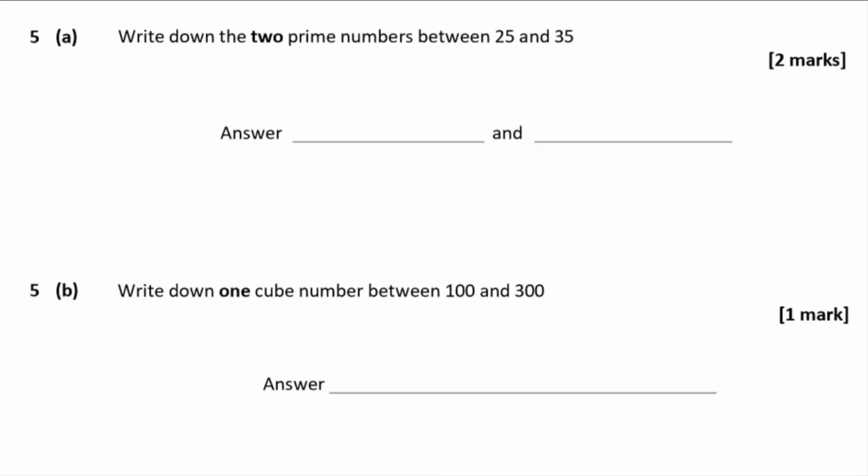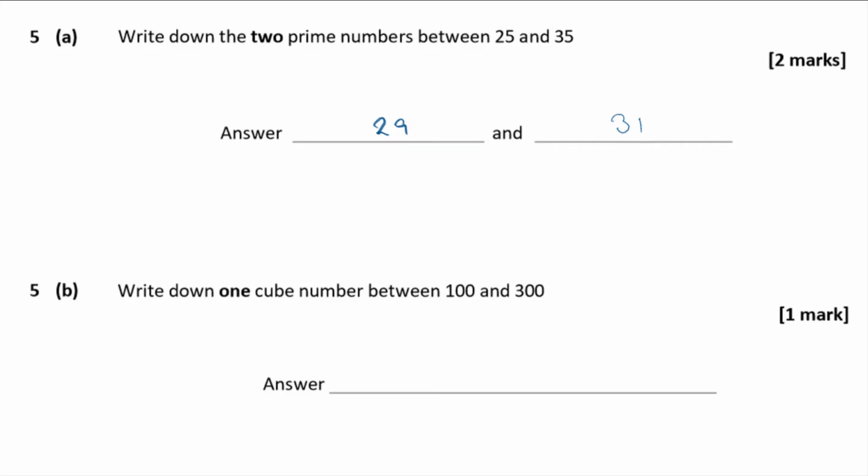Question 5a, write down two prime numbers between 25 and 35. Well, what could I have? Can I have 27? No, because that's divisible by 3 and 9. 29 is one, isn't it? So we could have 29. What about 31? I think 31 is prime as well.